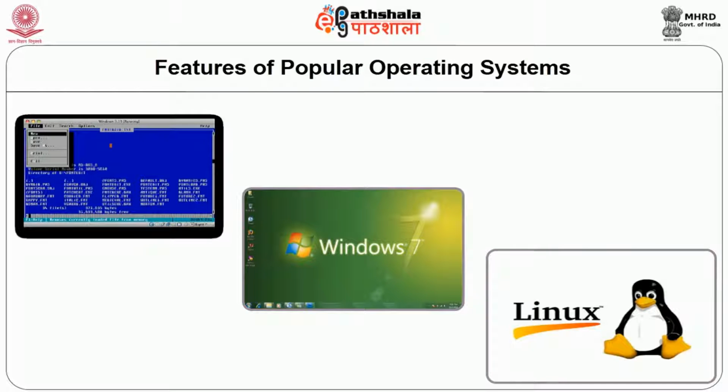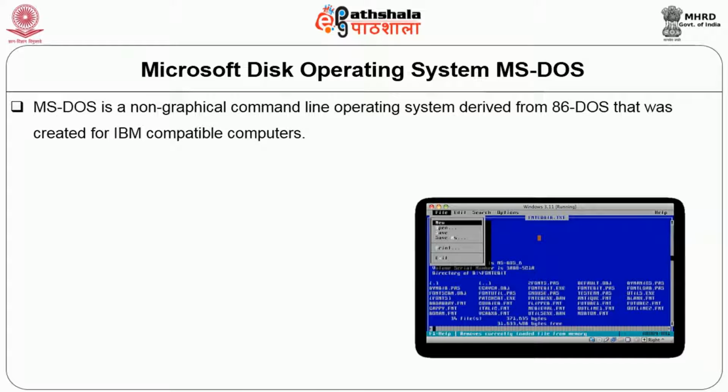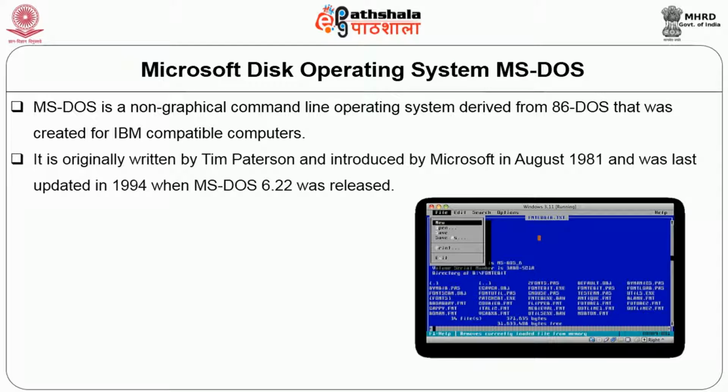Now let us look into the features of popular operating systems. MS-DOS is a non-graphical command line operating system derived from 86-DOS that was created for IBM compatible computers. It was originally written by Tim Patterson and introduced by Microsoft in August 1981 and was last updated in 1994 when MS-DOS 6.22 was released.